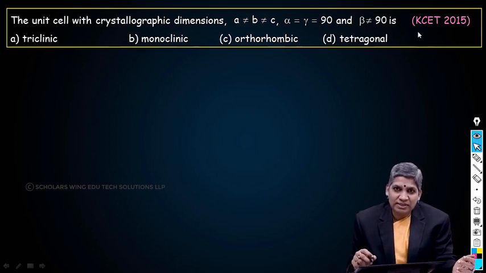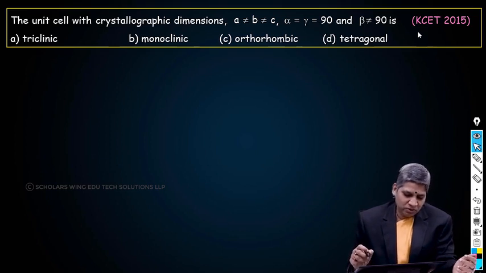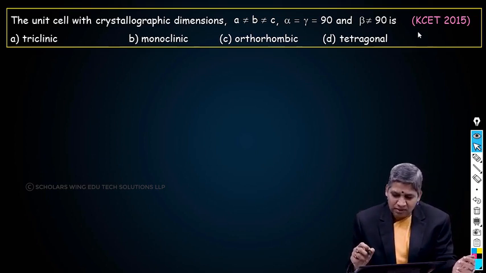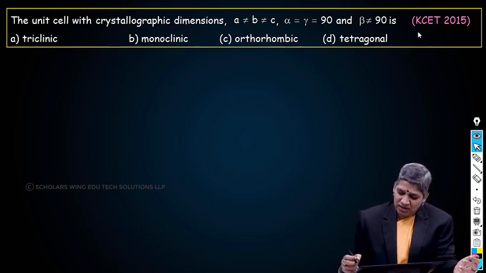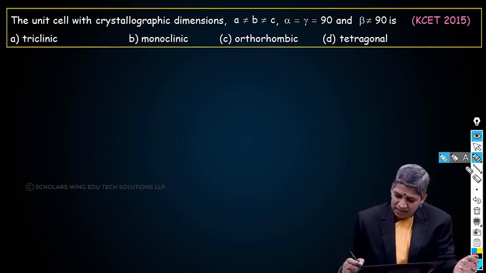This question is once again from the KSET paper, 2015. The options are triclinic, monoclinic, orthorhombic, tetragonal. If you don't remember or if you have forgotten the trick, then it becomes really difficult. So let me recall the trick once again for you so that it will be easy for us to go ahead.